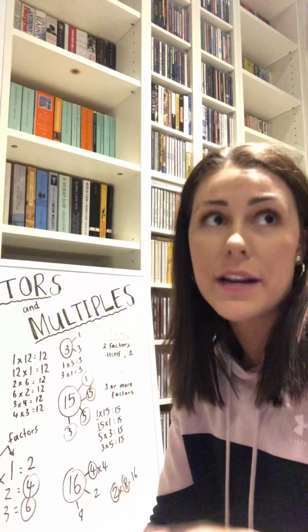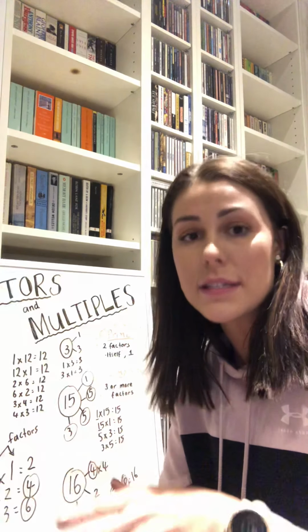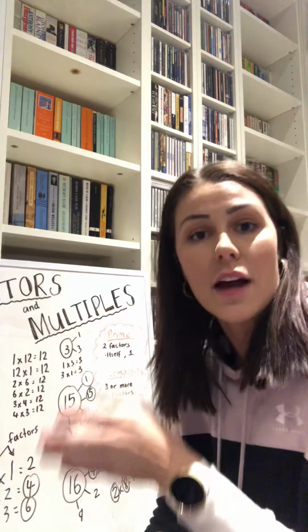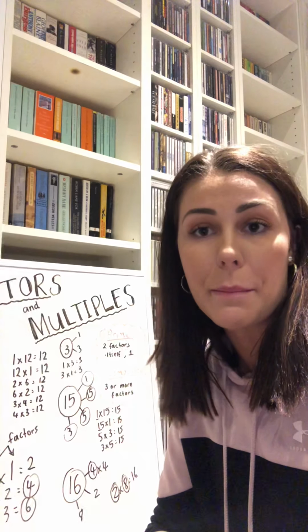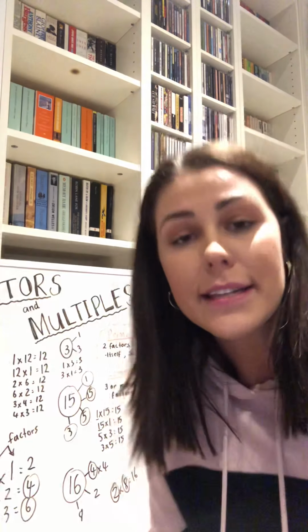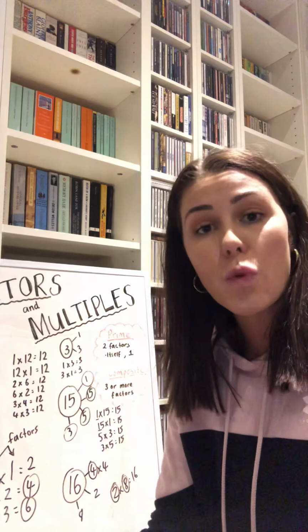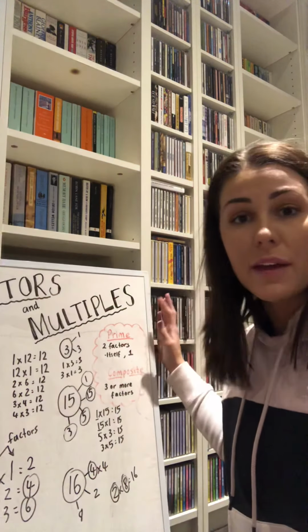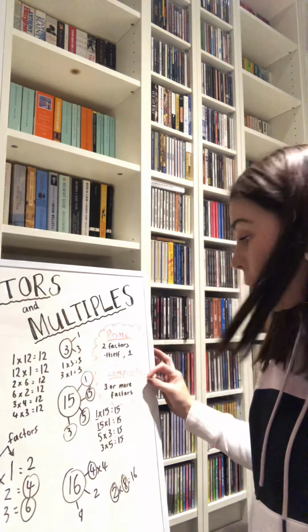So instead of saying 3 times 1 is 3, 3 times 2 is 6, often we just go 3, 6, 9, 12, 15 and keep going like that. We jump up in our multiples. Okay, so have a practice of the activities today. Remember, if you can also label your factors whether they're a prime number or a composite number.